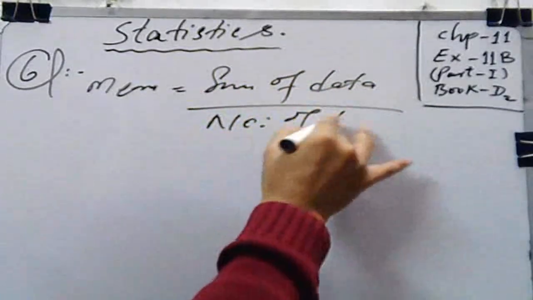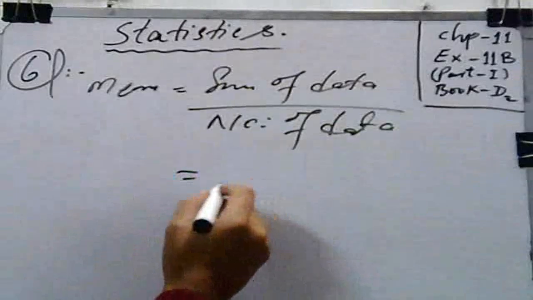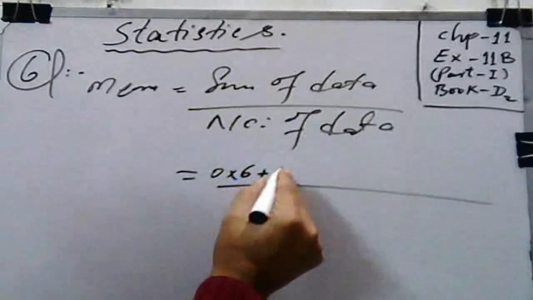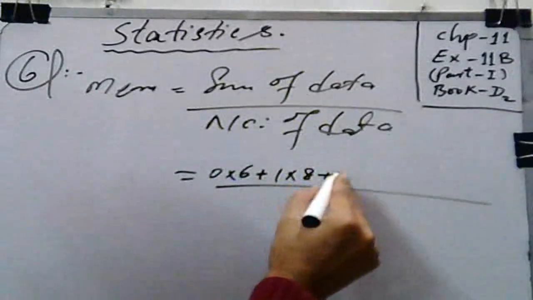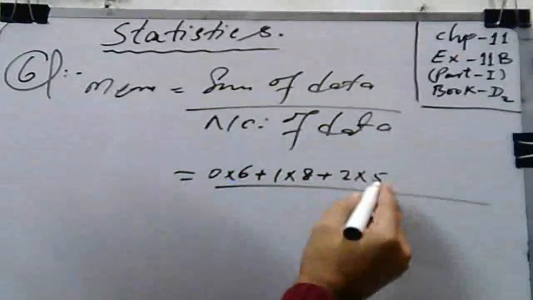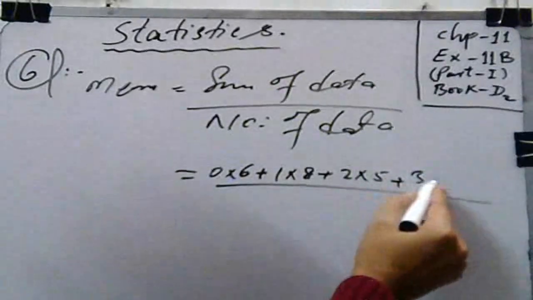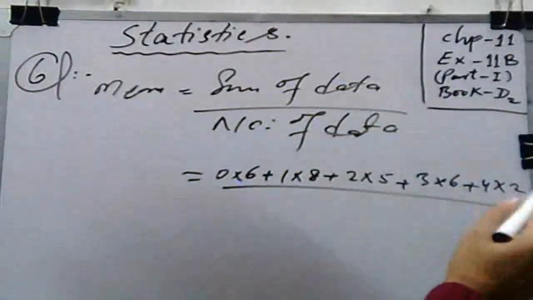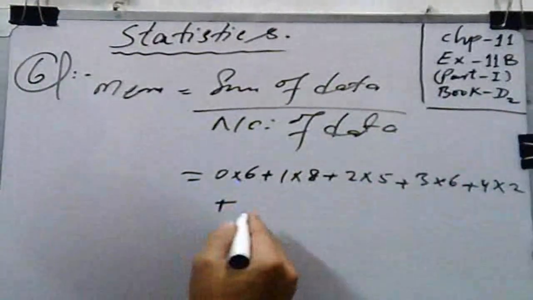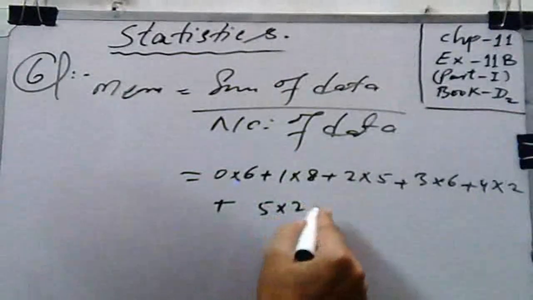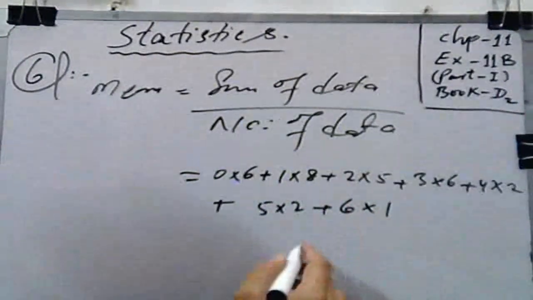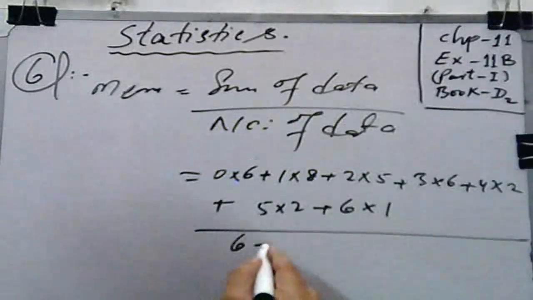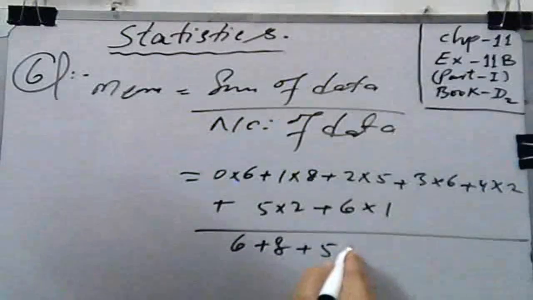So what is the sum of data? Just multiply 0 multiplied by 6. In your textbook you can see, multiplied by 8 plus 2 multiplied by 5 and plus 3 multiplied by 6 plus 4 multiplied by 2 then plus 5 multiplied by 2 plus 6 multiplied by 1. So divided by number of data. So the number of data is, you can see, 6 plus 8 plus 5 plus 6 plus 2 plus 1.